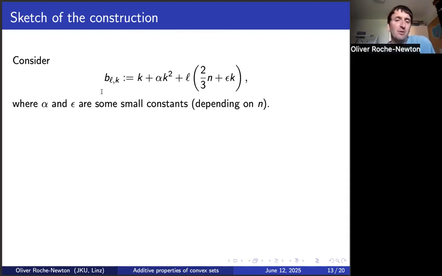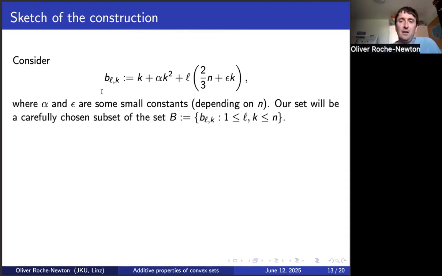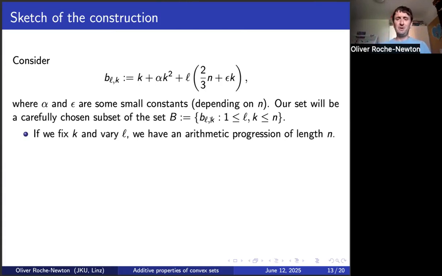So essentially, we first of all construct B, which is all of these BLKs in this range. So we have about n squared elements of B. And what we're going to do is carefully build a subset out of this B, which is going to be convex and with additive structure. So in this next slide, I'm going to try to explain why this expression looks like a good candidate for something convex with additive structure. So think about how the 2 variables are interacting here.